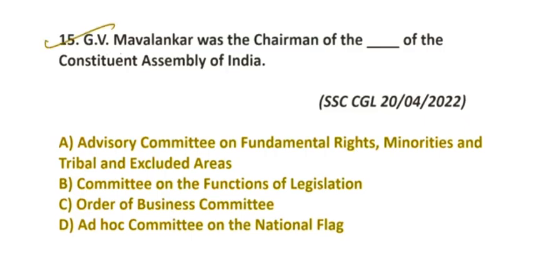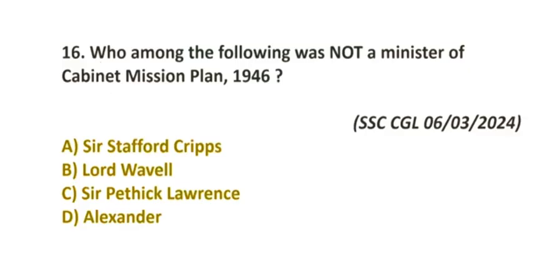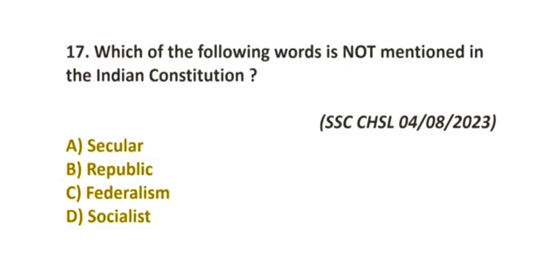Question number 15. G.V. Mavalankar was the chairman of the dash of the Constituent Assembly of India. Option number B, Committee on the Functions of Legislation. Question number 16. Who among the following was not a member of Cabinet Mission Plan 1946? Option number B, Lord Wavell.